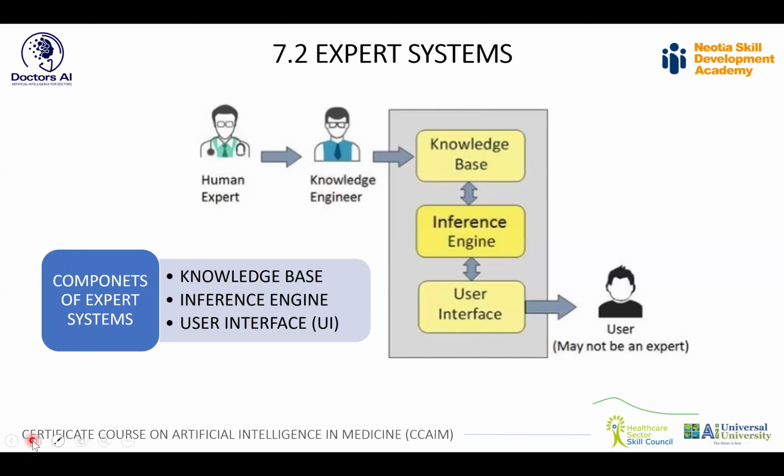So there are the three components here. As I said, the knowledge base is important for any expert system, then the inference engine, and then the user interface, the UI. That's more important, like your WhatsApp chat UI or the ChatGPT UI with which the user is interacting. That's called the user interface.